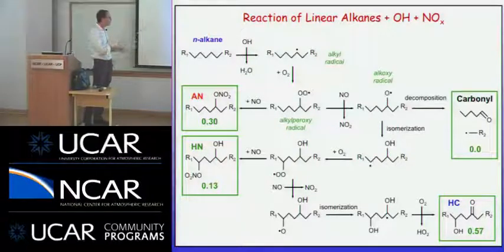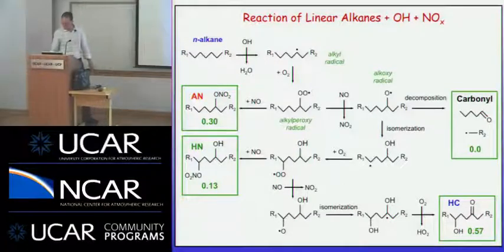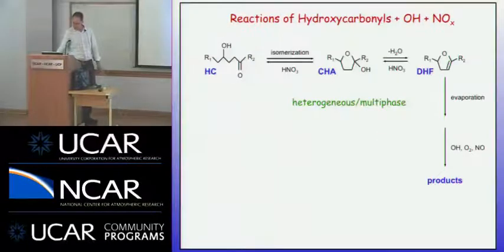And so it gives us a pretty simple picture of the chemistry for these compounds, where we're essentially making just 3 products, and we know more or less what the yields are. However, it turns out that things aren't quite as simple as that, because once these hydroxycarbonyls enter the aerosol, they can undergo some heterogeneous multiphase chemistry. And so what happens is that these can cyclize.